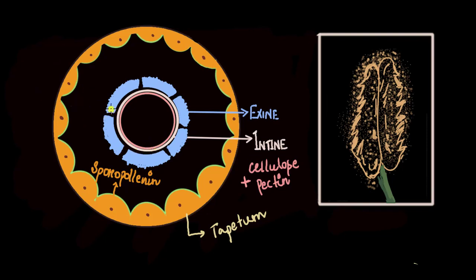We have already been calling it a pollen, but any microspore that has an intine and an exine outside it, we call it a pollen. So now it has become a proper pollen.